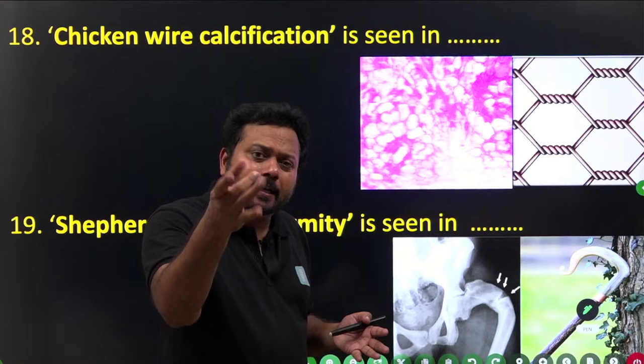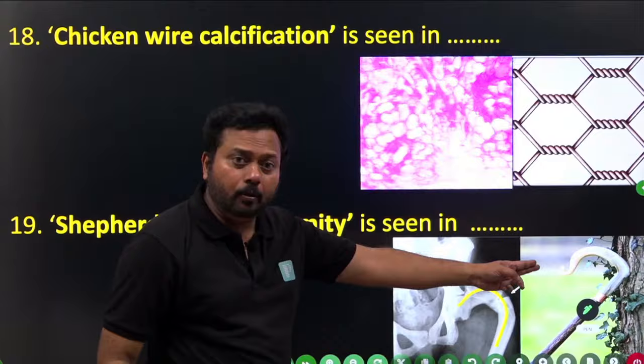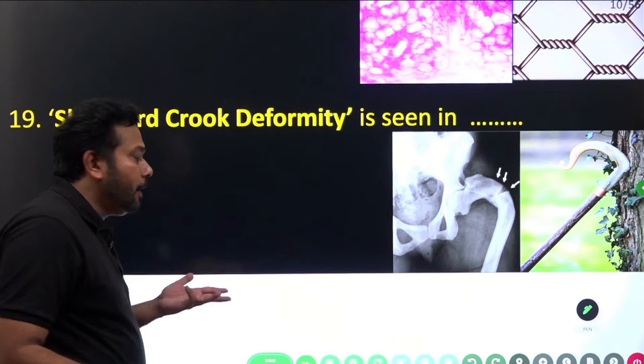You just see this. You see this shepherd. What a beautiful real Shepherd-Crook. You see here the femur exactly curved like a Shepherd-Crook. Yes or no? You are able to see very clearly now. So that's why this is called a Shepherd-Crook deformity. Obviously, you know the answer. Shepherd-Crook deformity happens in fibrous dysplasia.